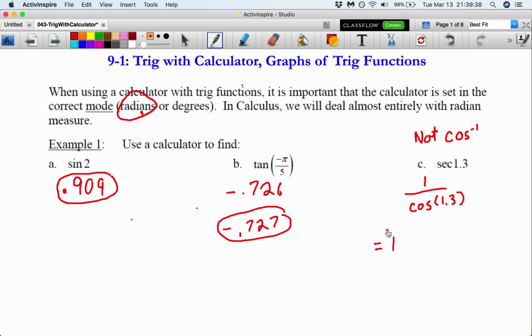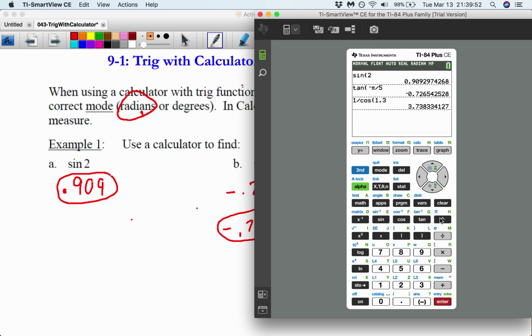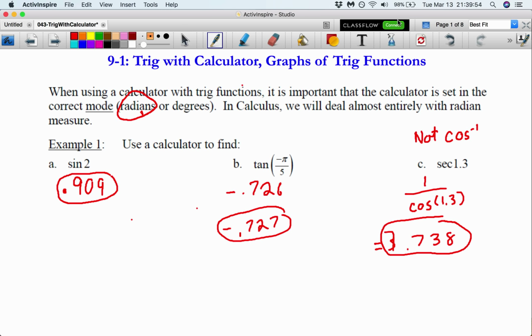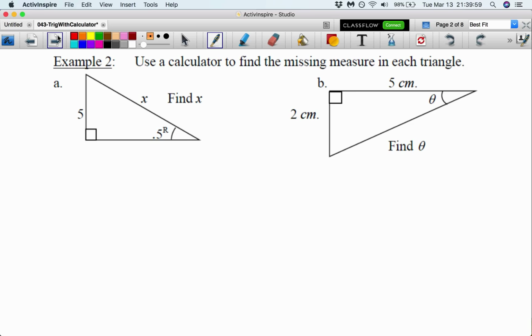3.738. Done. Okay. Let's use some more interesting applications in the next examples. Use a calculator to find the missing measure in each triangle.